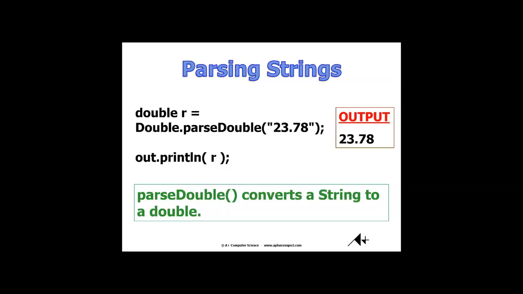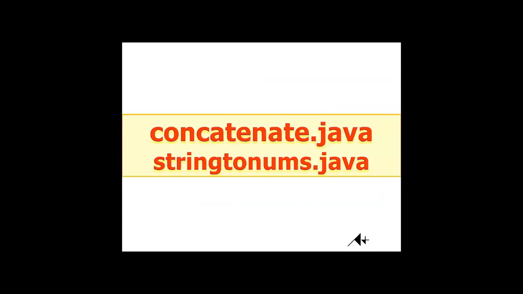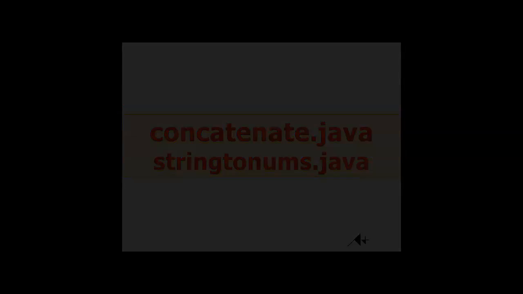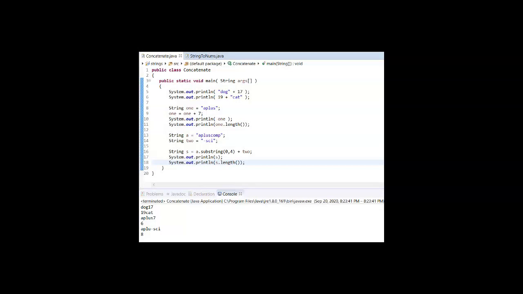Here I have parse double, same thing. As long as I have a legitimate double value stored in the string, I can convert that string into an actual double using parse double. So let's go take a look at concatenation and parsing in some code examples. Let's take a look at a concatenation example program and a parsing example program.